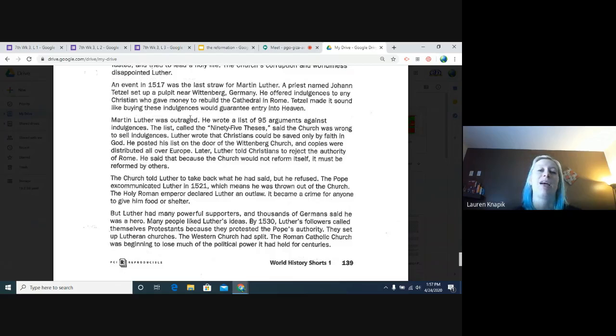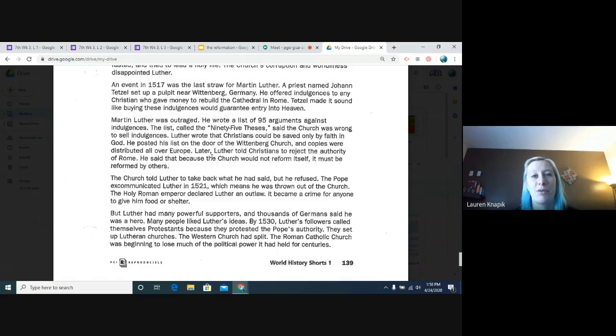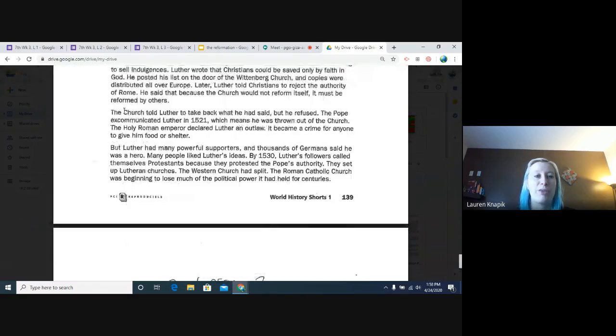The list, called the 95 Theses, said the church was wrong to sell indulgences. Luther wrote that Christians should be saved only by faith in God. He posted his list on the door of the Wittenberg church, and copies were distributed all over Europe. Later, Luther told Christians to reject the authority of Rome. He said that because the church would not reform itself, it must be reformed by others. The church told Luther to take back what he had said, but he refused. The Pope excommunicated Luther in 1521, which means to be thrown out of the church. The Holy Roman Emperor declared Luther an outlaw. It became a crime for anyone to give him food or shelter.